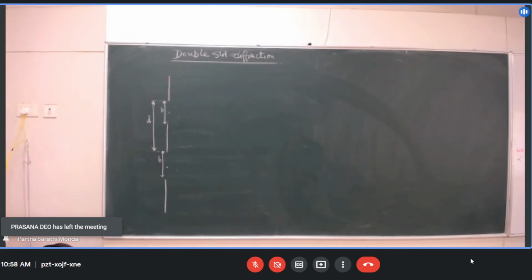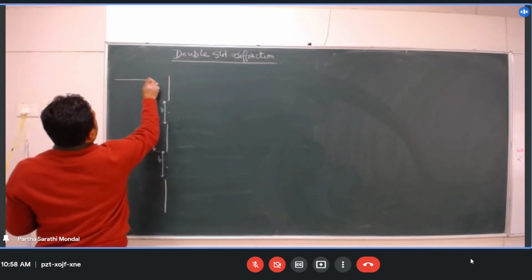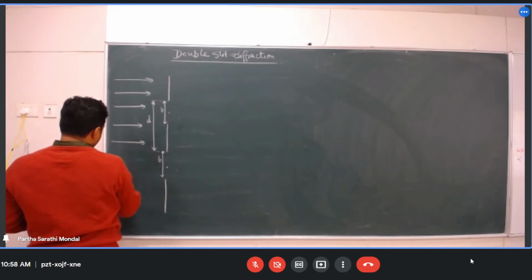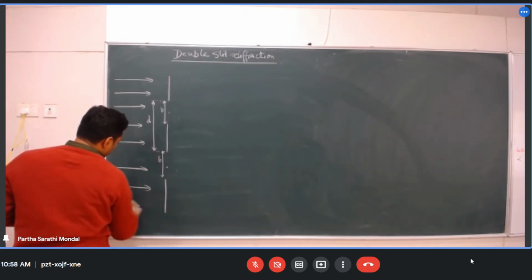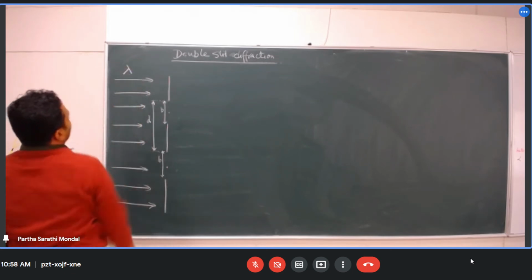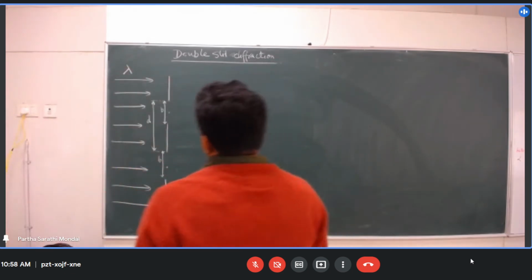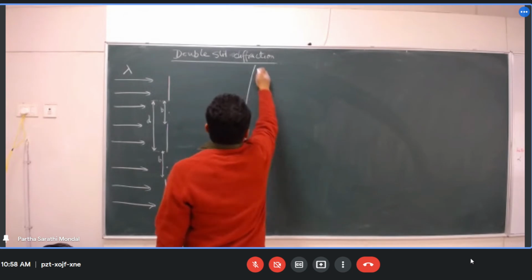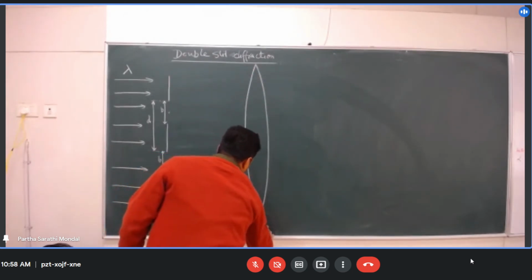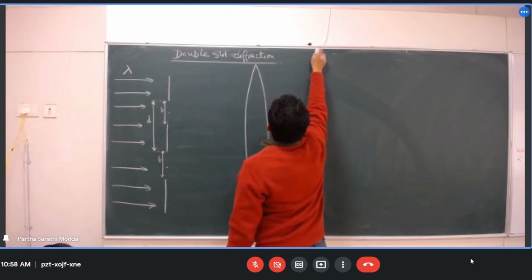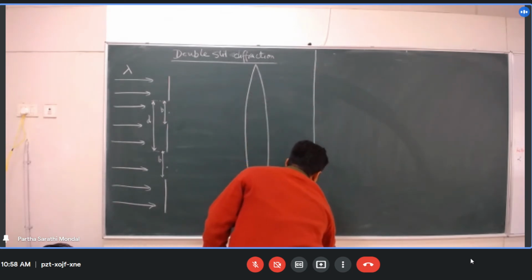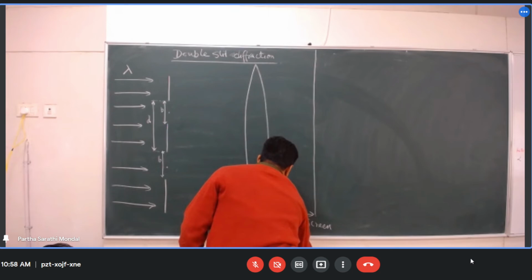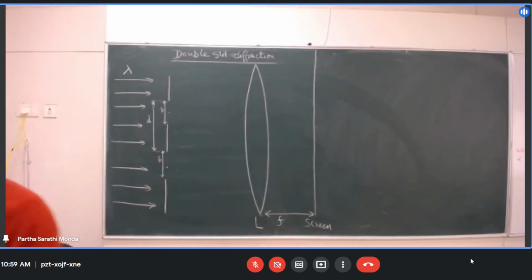So now it is illuminated by a plane wave of wavelength lambda. Now let's put a lens here, and at its focal point we have placed a screen. Is it clear what I am saying?